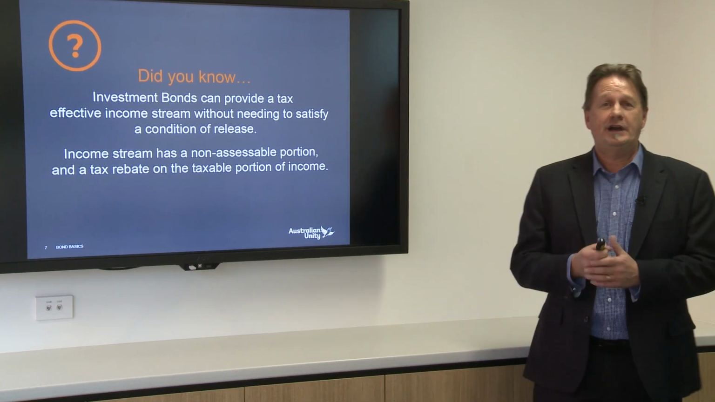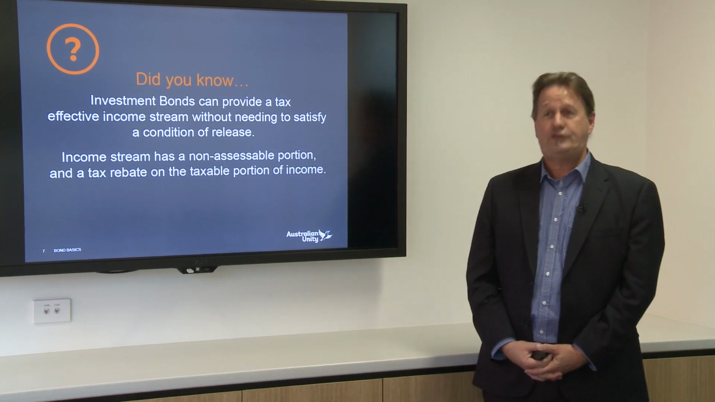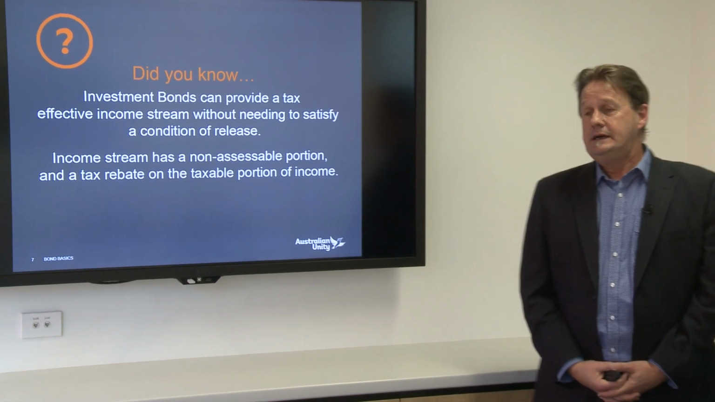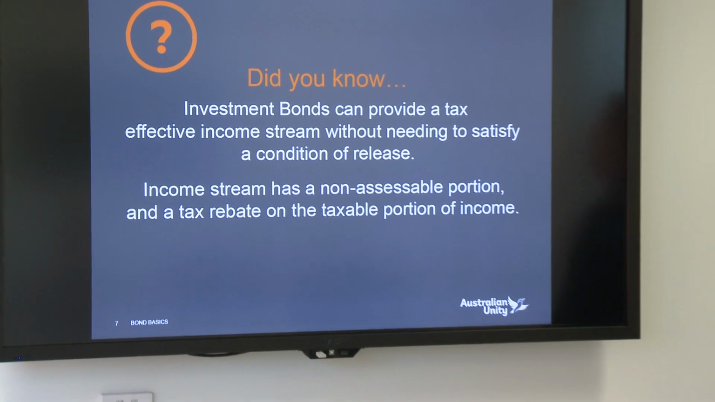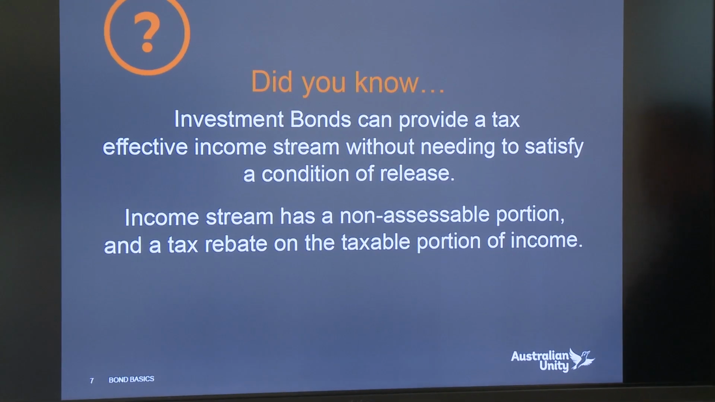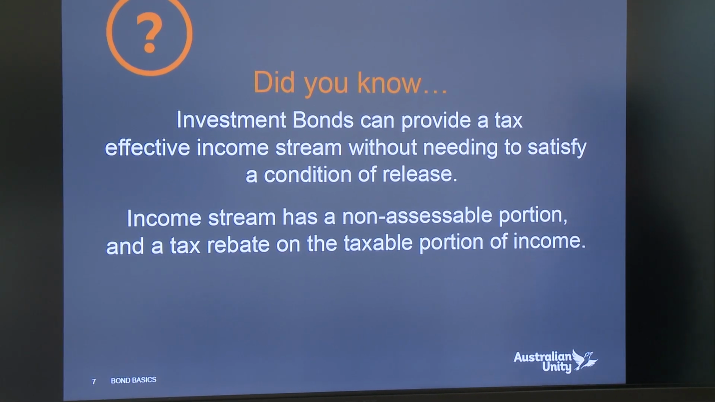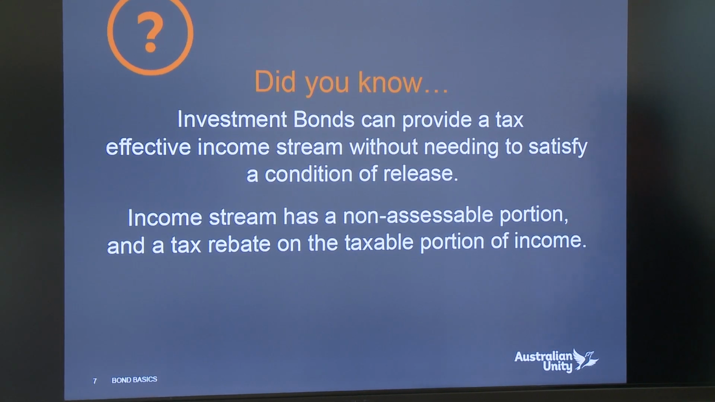They can also provide tax-effective income streams. Now, this is very important for people that might be looking to perhaps retire before their preservation age in super. You can actually use a bond to provide you with an income stream, and that may come with a non-assessable component and also an income component which carries a tax credit of 30 cents in the dollar.